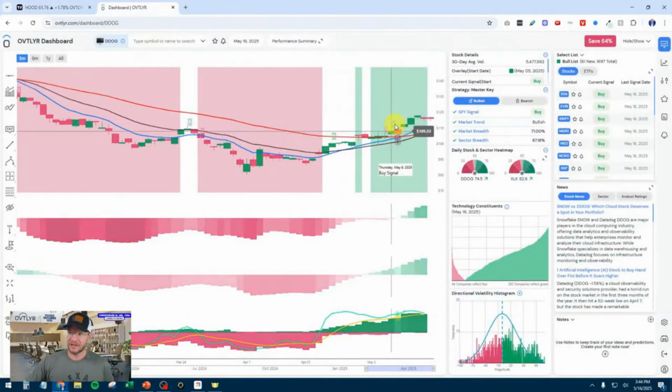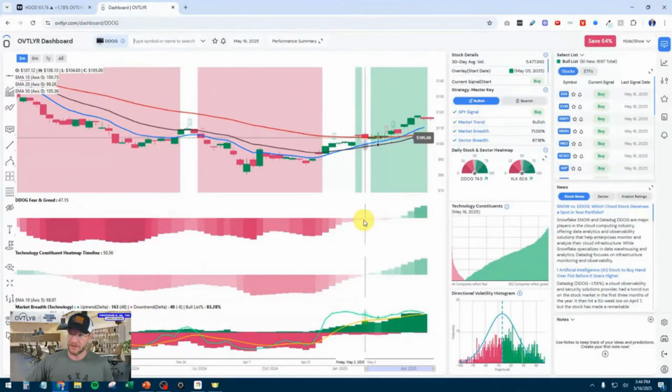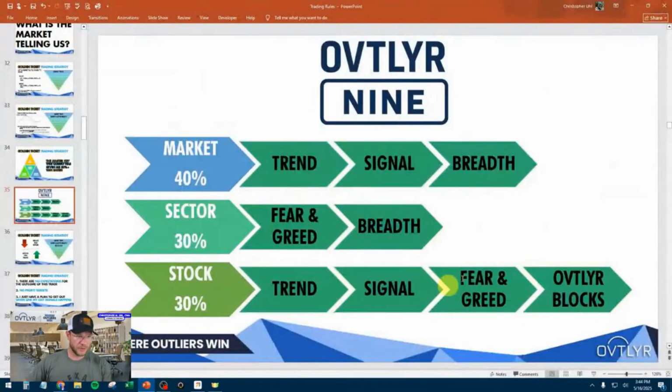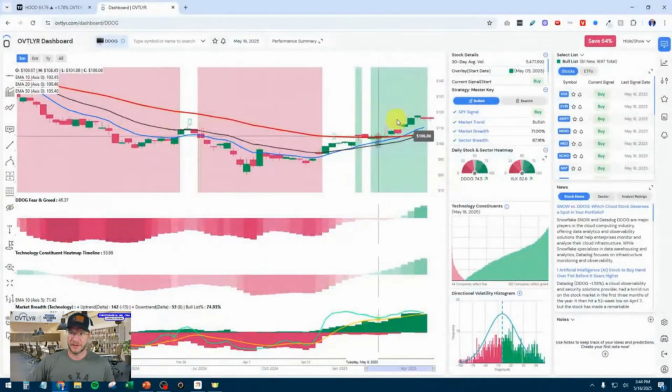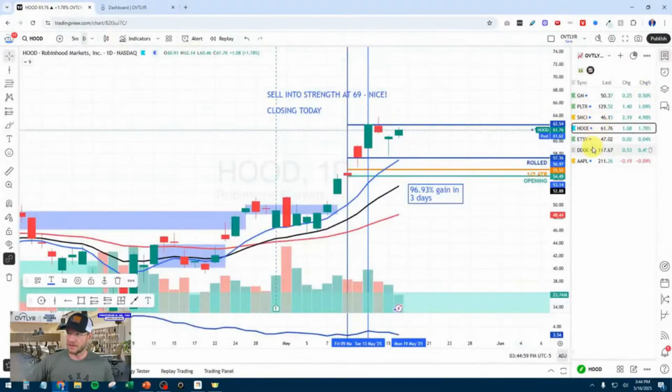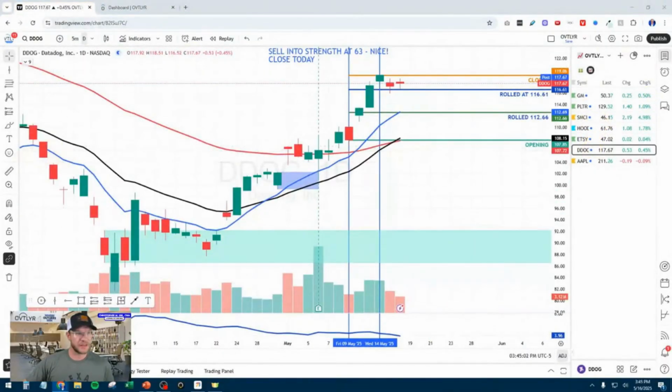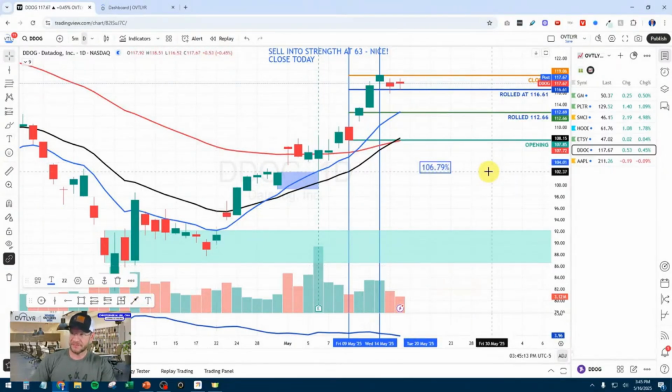Lastly is Datadog. Buy signal May 8th, going up. The stock itself getting less fearful, more greedy. The sector more greedy, less fearful. Sector breadth was fine. So you just saw me go through all of the Outlier 9. And then right here on Datadog, that's where I got out at the top. Look at that. I got out on Datadog with a 106.79% gain in 1, 2, 3, 4 candles. Hit the top, by the way.